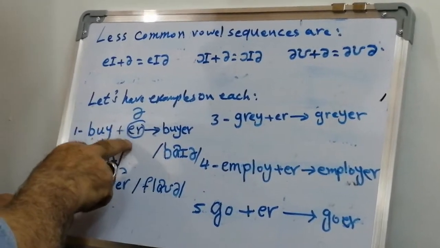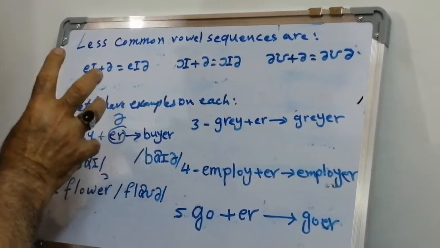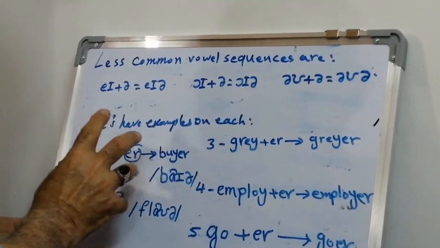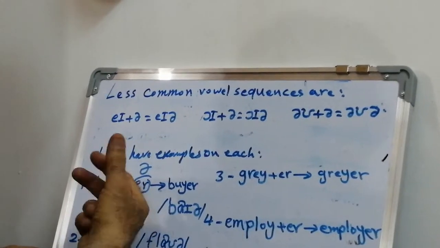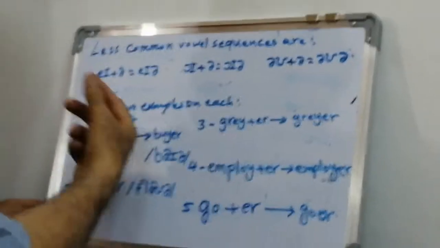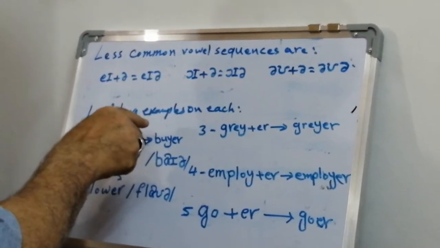So I gave you the first one, which is a diphthong plus a schwa. What characterizes triphthongs or vowel sequences is that they always end with a schwa, which represents the letter R.